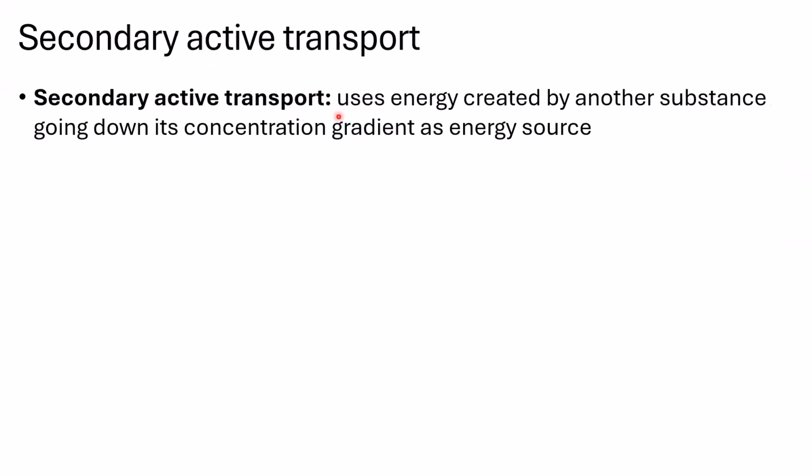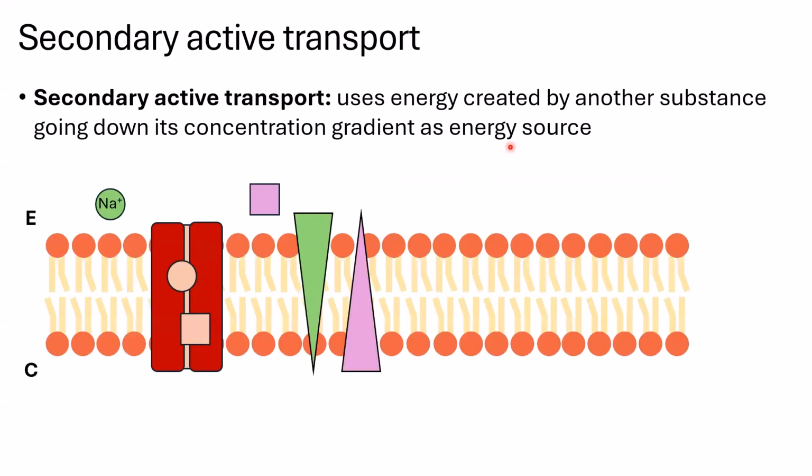Secondary active transport does not rely directly on ATP, but on the concentration gradient created by primary active transport. When there is a big difference in concentration, a lot of energy can be harvested from a substance going down its concentration gradient. This energy can then be used to power the transport of another substance up its concentration gradient.